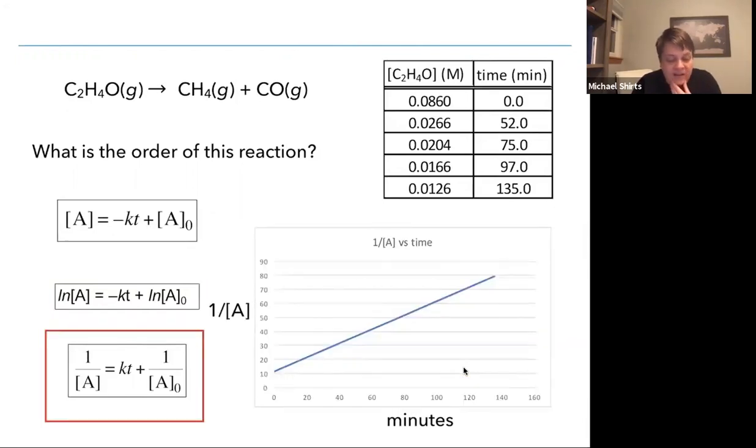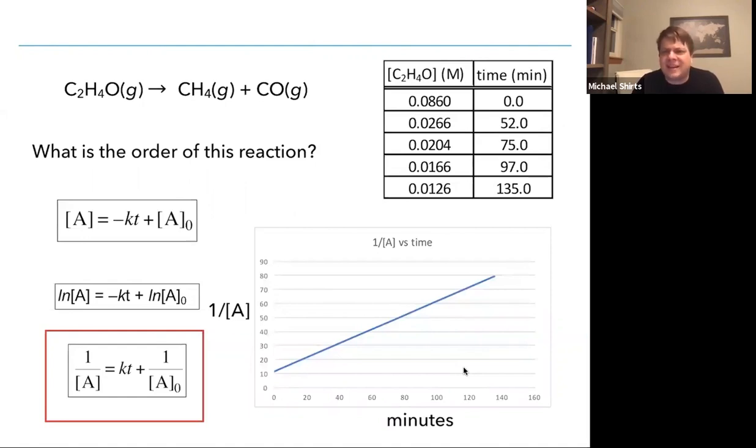Let's try plotting 1 over A versus time. We know that for a second order reaction, 1 over A is equal to kt plus 1 over A0. If we plot 1 over A versus time, then we should indeed get a straight line. And this looks much more like a straight line. This looks like fake data.